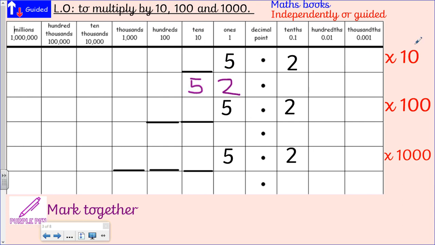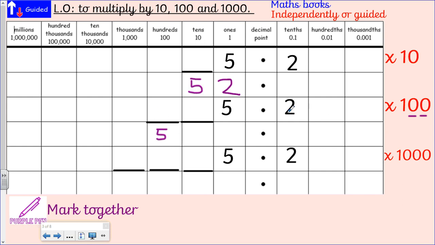So 5.2 times by 10 is 52. Hopefully that was fairly straightforward. We've got 5.2 now times by 100, so we're moving 2 places to the left. Every digit gets 100 times bigger. So our 5 comes underneath the line here, so it's gone from the ones column, 1, 2, into the hundreds column just here. And the 2 follows it along.